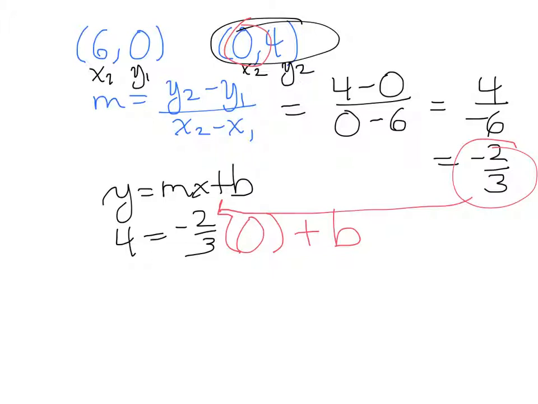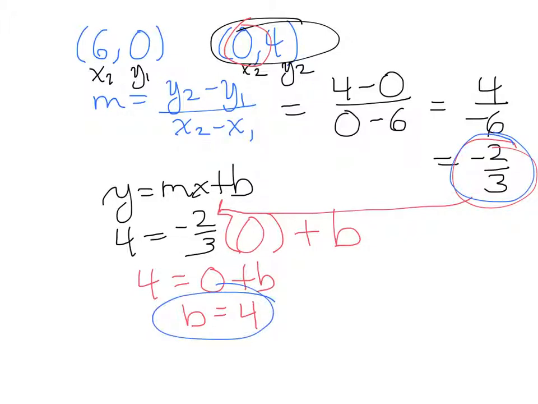So 4 is equal to negative 2/3 times 0, which is just 0, plus b, so this means that b is equal to 4. So now I can take my m and my b and put that into slope-intercept form. Y is equal to negative 2/3 x plus 4. And I'll make that look a little bit more like a 3. Okay, and there we go. There's our final answer right there.